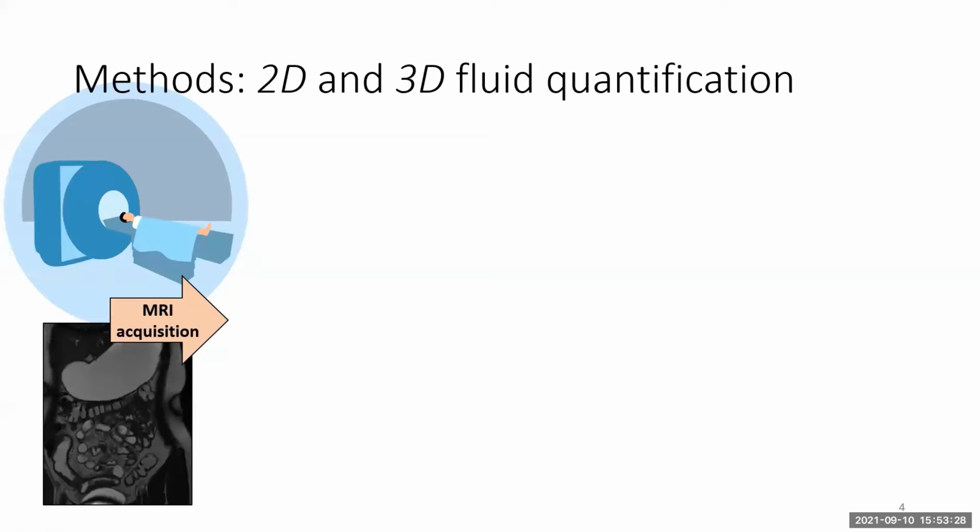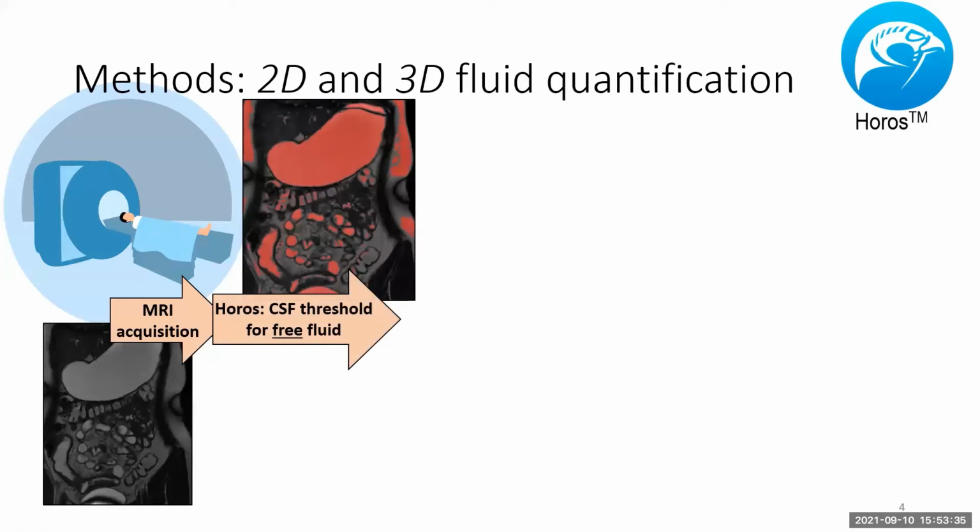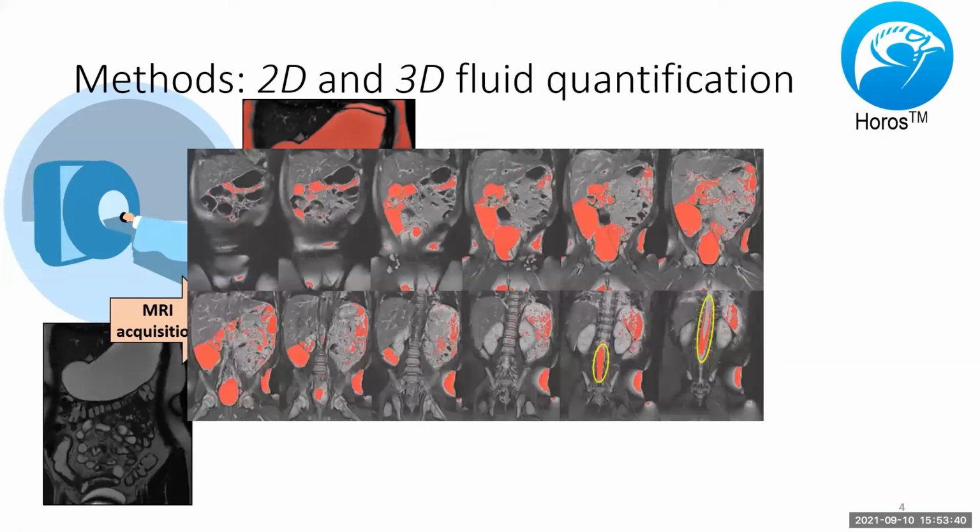So to extract fluid data from our MRI datasets, we use two protocols. Firstly, we would threshold our dataset with the CSF. The CSF, or the cerebrospinal fluid, is free-flowing fluid in the body. So if we use those voxel intensities as a threshold for the entire dataset, then all the pixels or voxels with a higher intensity will also be showing free fluid. As you can see here, all the red areas are free-flowing fluid.